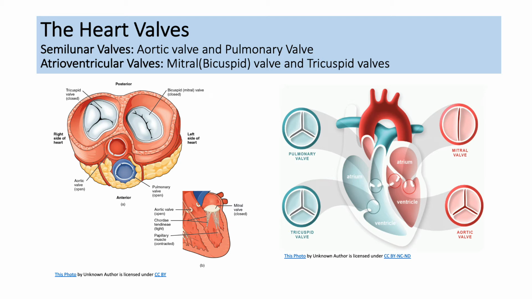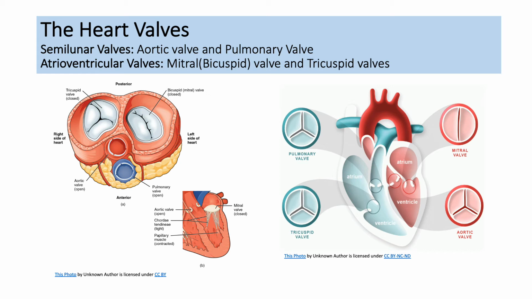The left side of the heart is totally separated by the interatrial and interventricular septae. On the left side, oxygenated blood from the lungs enters the left atrium from the pulmonary veins. The left atrium is separated from the left ventricle by the bicuspid, or more commonly the mitral valve, which has two leaflets, and blood flows through this valve into the left ventricle.